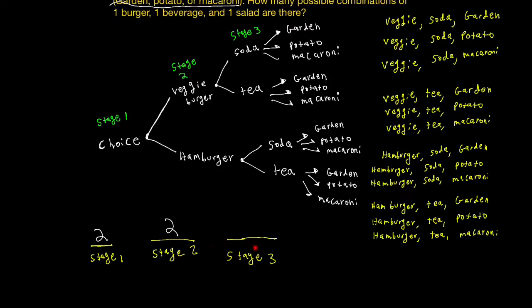Now if we move on to stage 3, on stage 3, each of these 4 items had 3 choices. Each one of them again had 3 choices, garden, potato, or macaroni. So for stage 3, I'm going to write 3. So in order to get all possible combinations, we could have just counted all of the leaves on our tree diagram, or we could just get the product of each stage here. So the total number of combinations would be 2 times 2 times 3, and here we have 12.